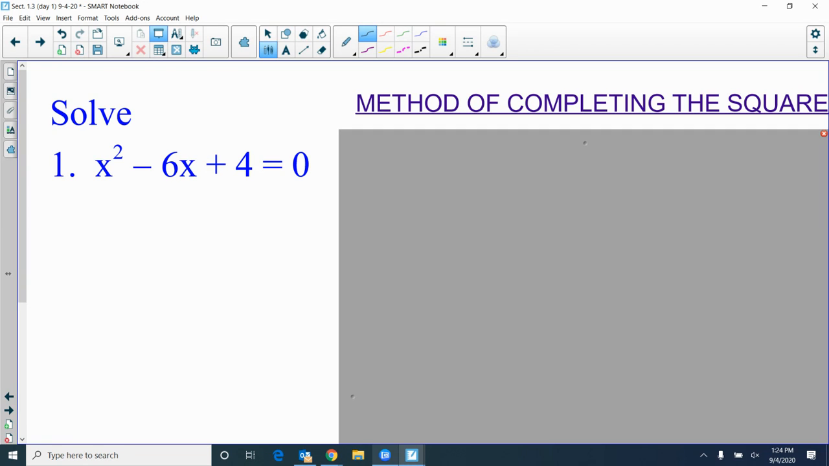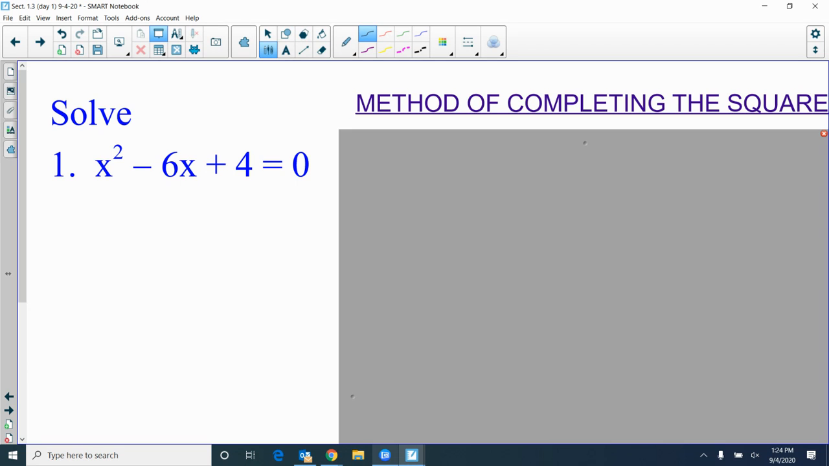Okay, can you factor it? Can you give me two numbers that multiply to 4 and add to negative 6? No, it doesn't factor. You cannot solve that by factoring. So we got to do one of the other two things. We got to complete the square or use the quadratic formula. Well, we're going to complete the square right now.